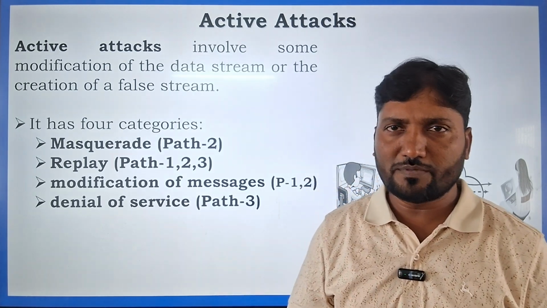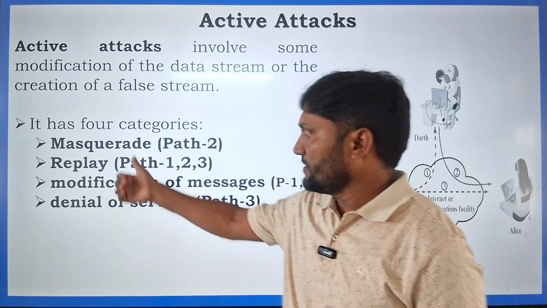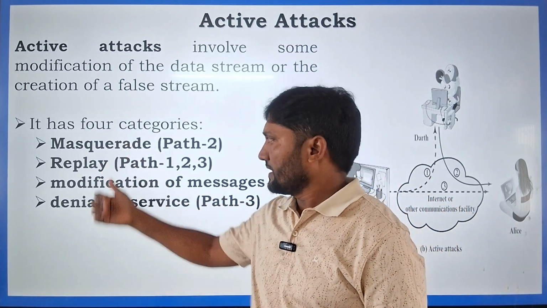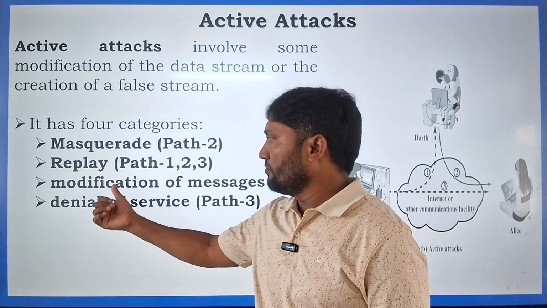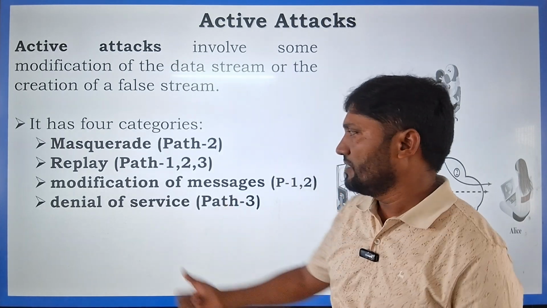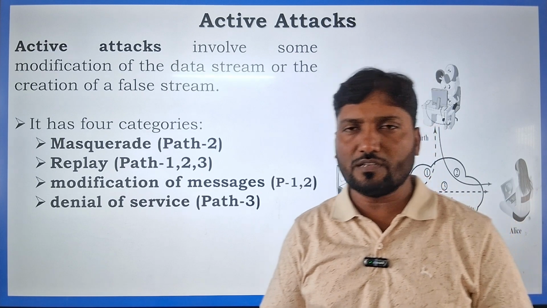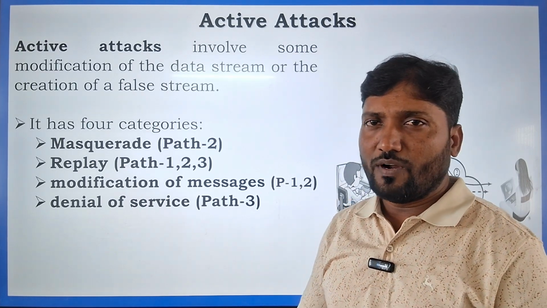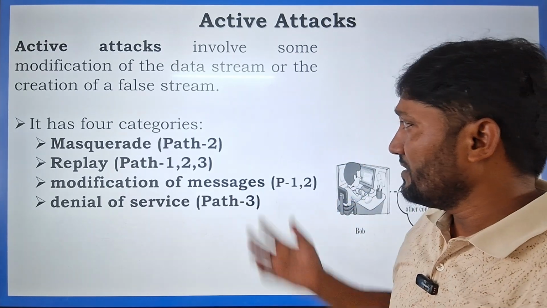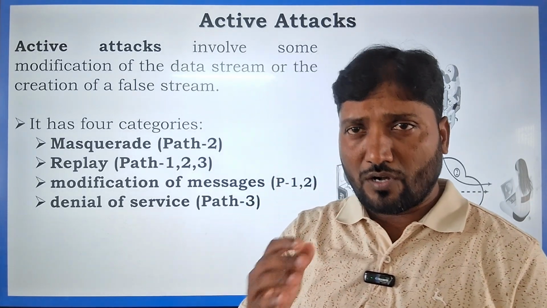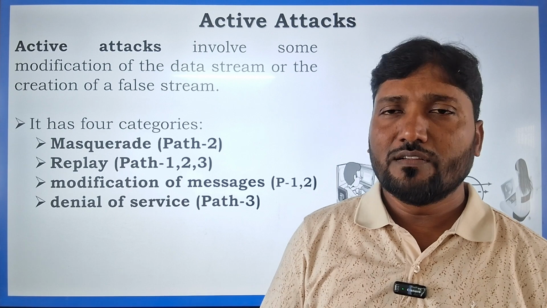Basically there are four types of active attacks. The first one is masquerade, the second one is replay, the third one is modification of the message, and the fourth one is denial of service. Now we'll discuss each and every one. What is a masquerade? Masquerade is one of the attacks, where a third party directly acts as a sender.